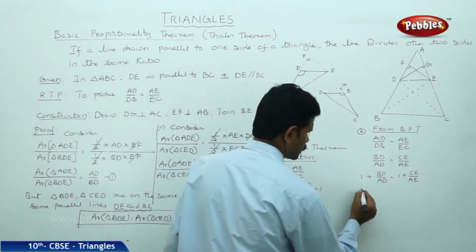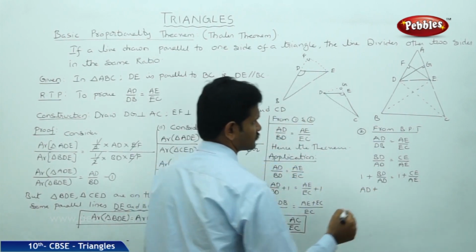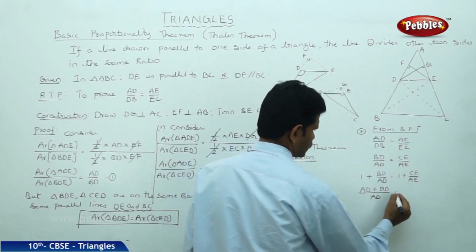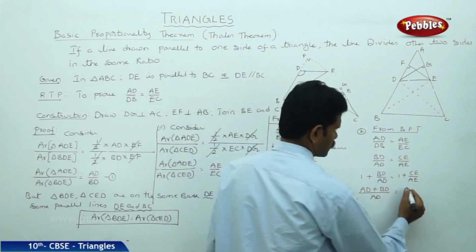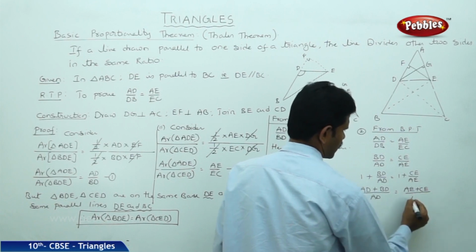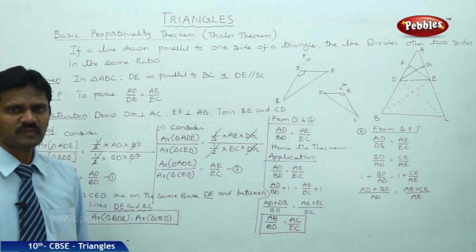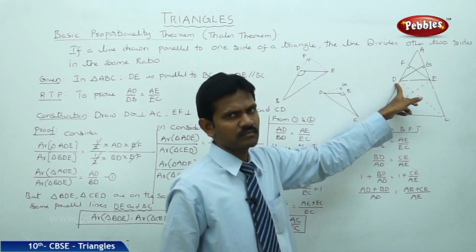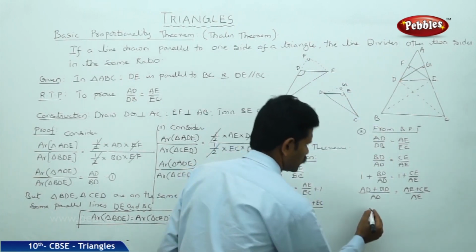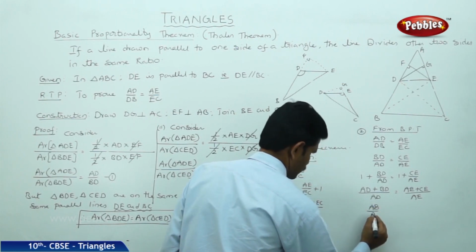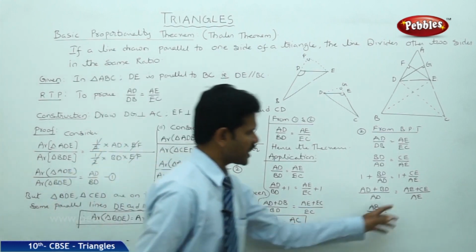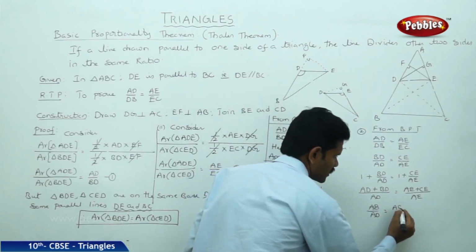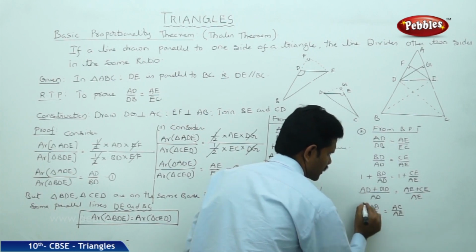That is AD plus BD by AD is equal to AE plus CE by AE, that is AD plus BD, which gives you AB by AD, is equal to AE plus CE, which gives you AC by AE. This is the second application.